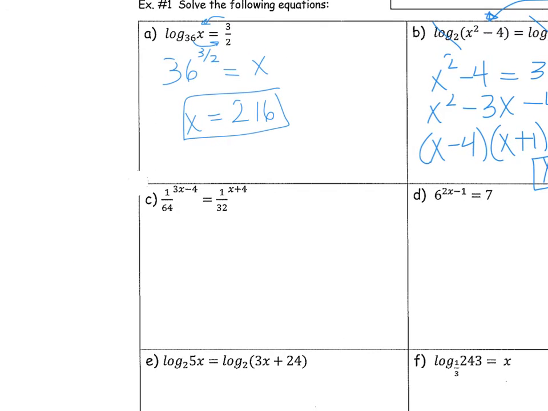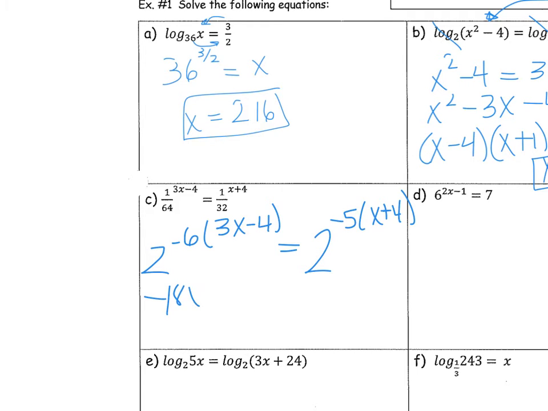Okay, let's go to letter C. Letter C is review. So we just want to get like bases here, so I'm going to use a base of 2. So 2 to the negative 6 would give me 1 over 64 to the 3x minus 4 power, and that equals 2 to the negative 5th to the x plus 4 power. Drop my bases, so I get negative 18x plus 24 equals negative 5x minus 20.